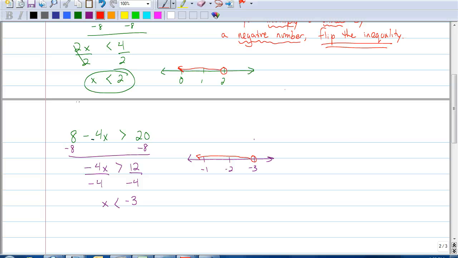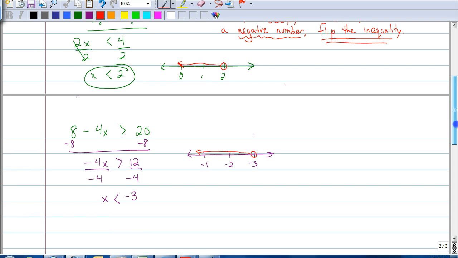Let's try another one. Let's say I forgot to switch the inequality. Let's say I said x is greater than -3 and I picked 0, because 0 is bigger than -3. If I put 0 in here, -4 times 0 is 0. 8 plus 0 is 8, but 8 is not greater than 20. So that's an easy way to check to see if you did it right. So if you had x is greater than -3, you could try to find your mistake and remember to flip the inequality.